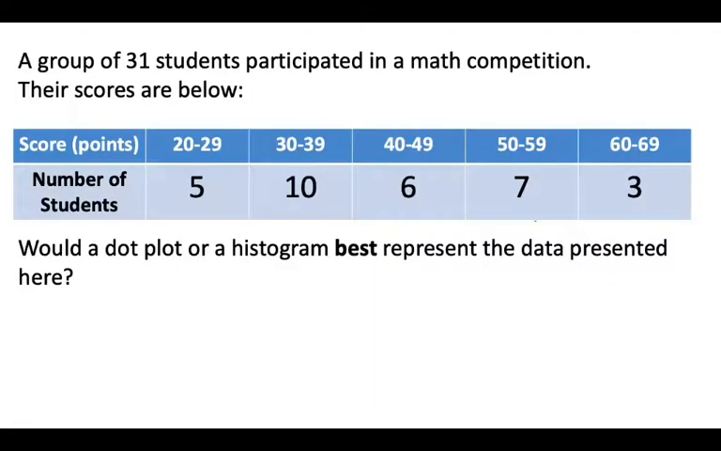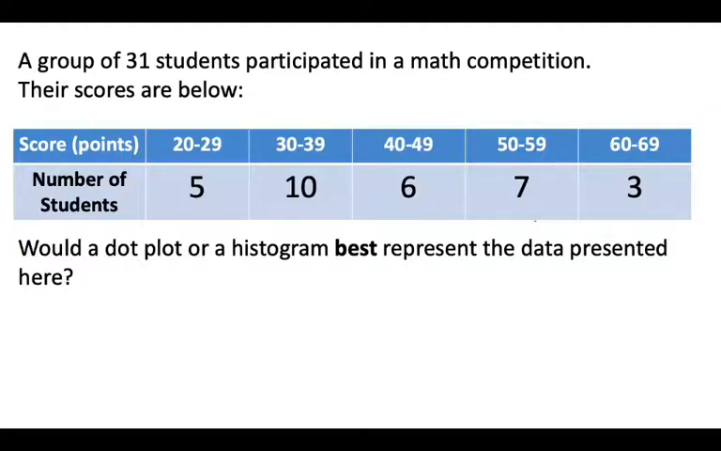All right, going on to number 4. A group of 31 students participated in a math competition. So these are their scores below, and you can immediately see that their scores are in a range between 20 and 29 points. 5 students scored that. So all of the X values are a range. Actually, the Y values are all a range of numbers. So 20 to 29, 30 to 39, 40 to 49, and so on. So that's an indicator that you want to use a histogram to represent that information.